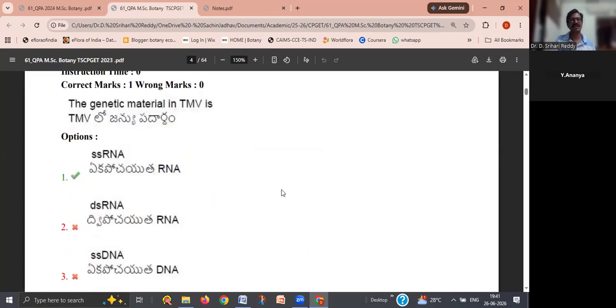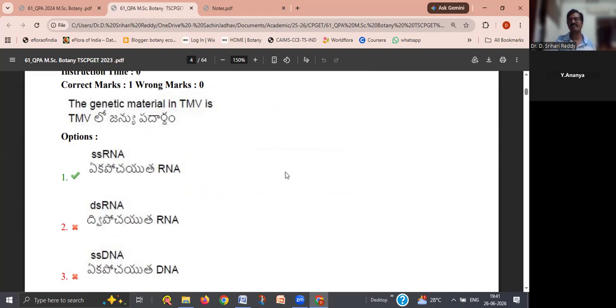Next, the genetic material in TMV. So TMV, tobacco mosaic virus, is a plant virus. You know, there are different kinds of viruses. Phytophages, plant viruses. Zoophages, animal viruses. Bacteriophages, like that. But what is the genetic material of the plant viruses? Usually that is single-strand RNA.